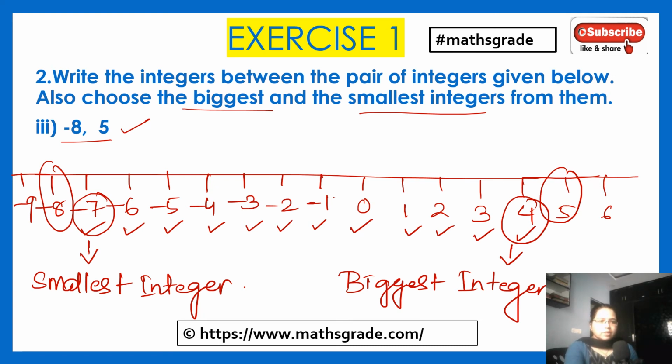So between -8 and 5, these are -7, -6, -5, -4, -3, -2, -1, 0, 1, 2, 3 and 4. These are the integers between -8 and 5, and from these numbers -7 is the smallest integer and 4 is the biggest integer.